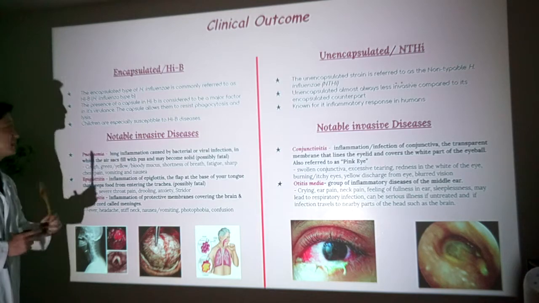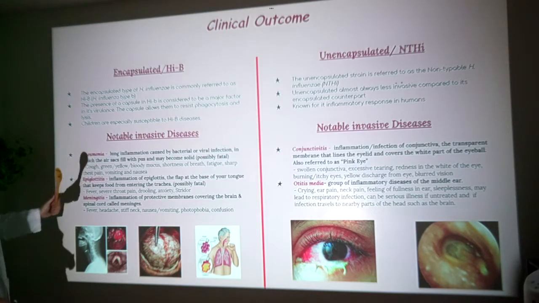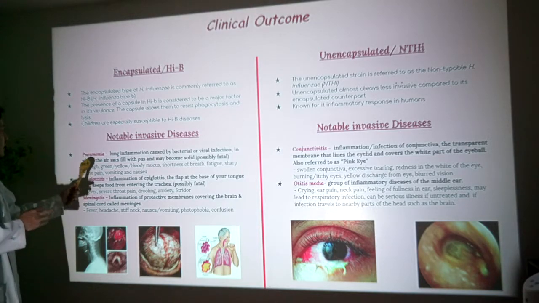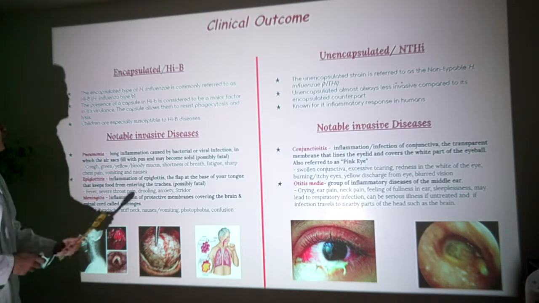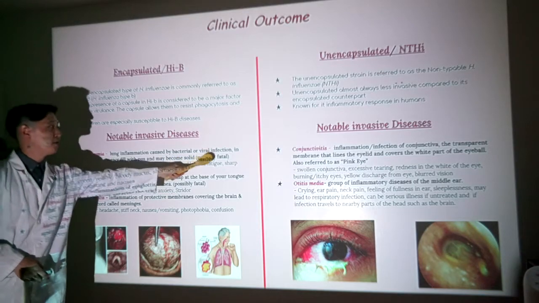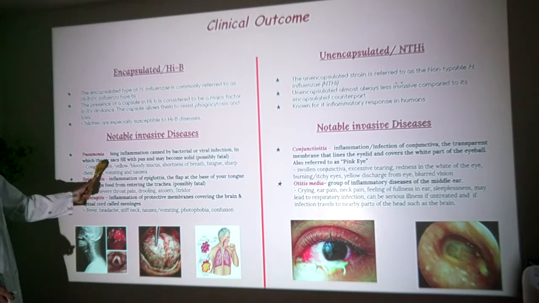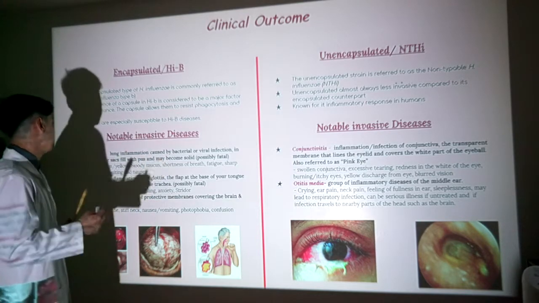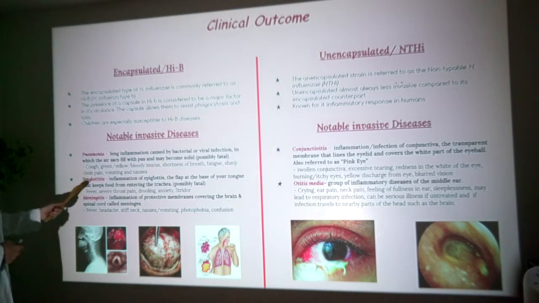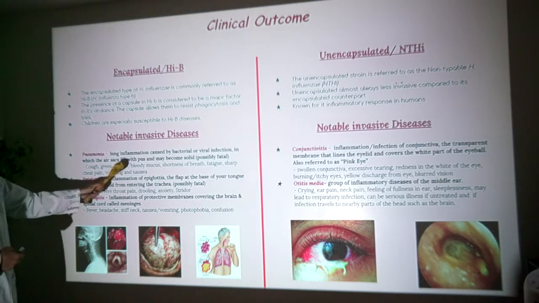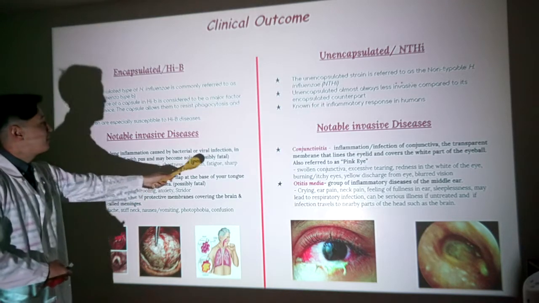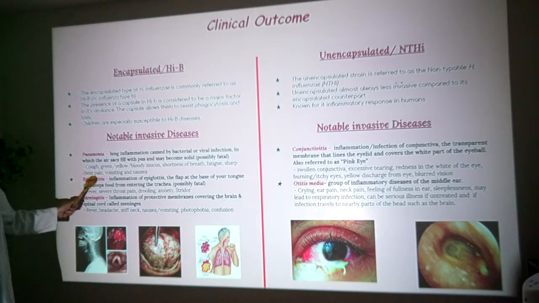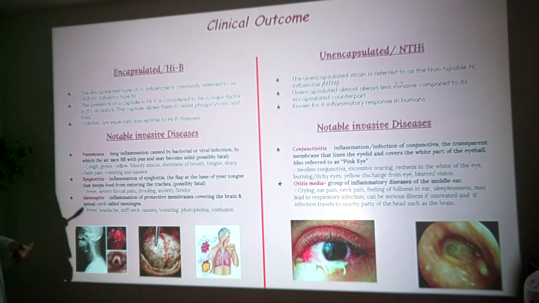Notable Hib diseases, like I just talked about earlier, are pneumonia, epiglottitis, and meningitis. I will be describing some of these diseases. In pneumonia, there is lung inflammation caused by bacterial or viral infections which fill the air sacs with pus and may become solid and possibly fatal. Some symptoms are cough, green, yellow, or bloody mucus, shortness of breath, fatigue, sharp chest pain, vomiting, and nausea.